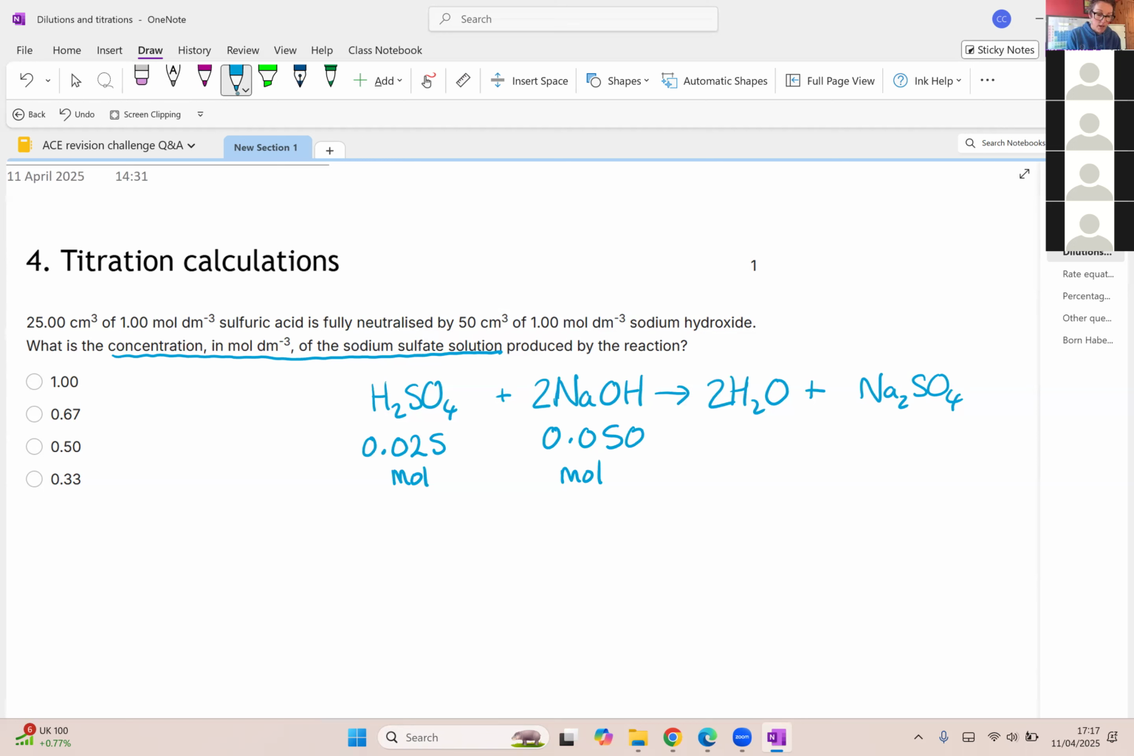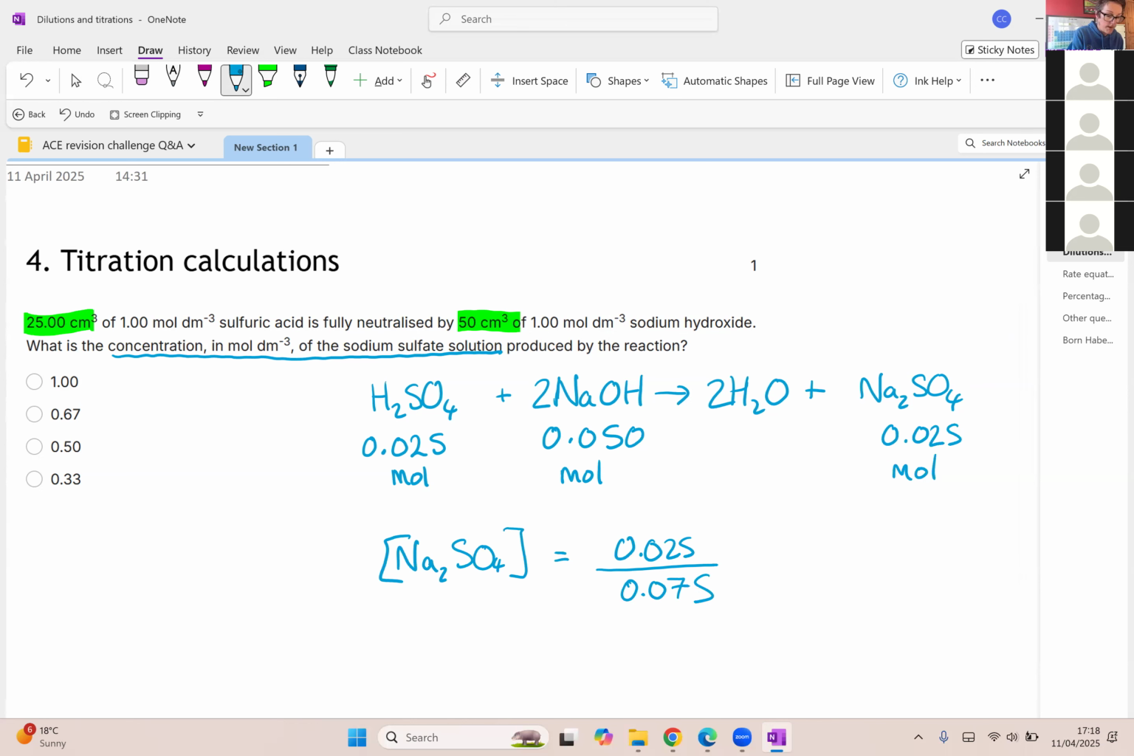And I will make 0.025 moles of that in my product. So that's just using the molar ratio. The concentration, I think we're all year 13 here, so we can use the concentration square brackets of Na2SO4 is 0.025 over the volume, which is now 75 centimeter cubed, because I mixed two solutions together. So 0.075, and it's going to be that one there, 0.33.